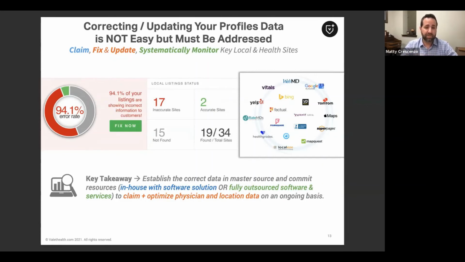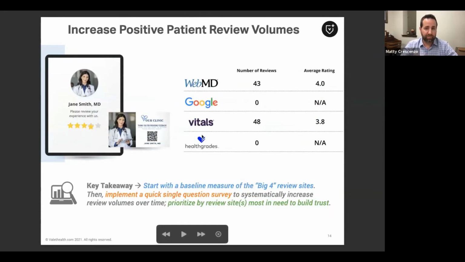And you want to be looking for what we call the big four. Those are WebMD, Google, Vitals, and HealthGrades. That's where the most consumer volume and online traffic volume is currently. And so you want to make sure that you have those properties, those physician profiles for sure, locked down, claimed, and optimized.